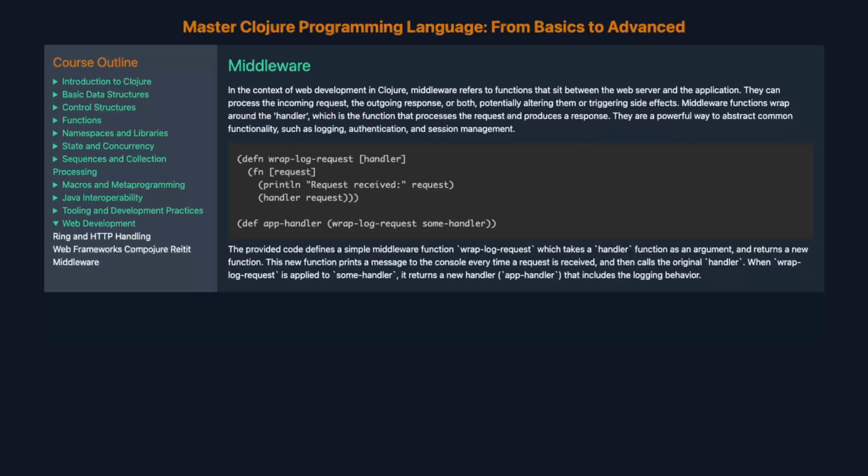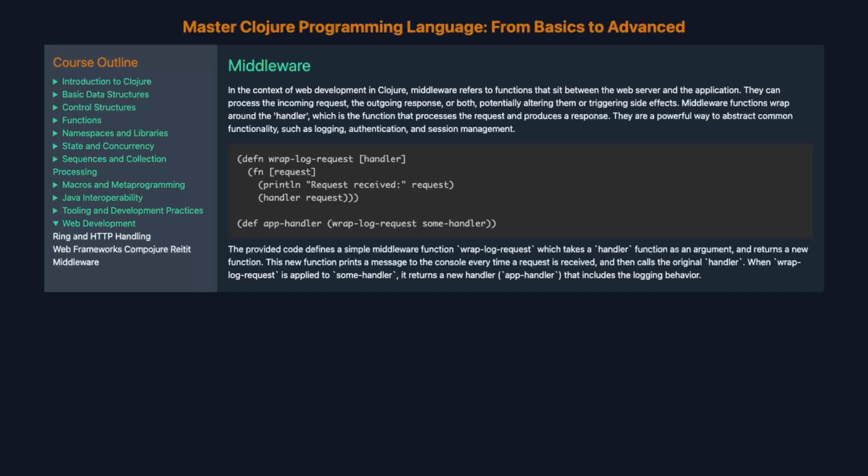Middleware. In the context of web development in Clojure, middleware refers to functions that sit between the web server and the application. They can process the incoming request, the outgoing response, or both, potentially altering them or triggering side effects. Middleware functions wrap around the handler, which is the function that processes the request and produces a response. They are a powerful way to abstract common functionality, such as logging, authentication, and session management.